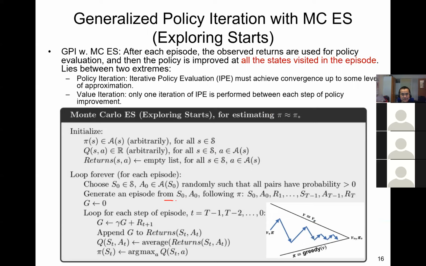So generate episode following policy pi, a loop for every step of episode. Going backwards, you update the returns and perform average to get the Q, and immediately you take argmax of the Q. That's every step of the episode. So that's not evaluating Q to convergence. That's more like this. So you are doing very fast. One step compute update of Q, and one step argmax A over the new Q.